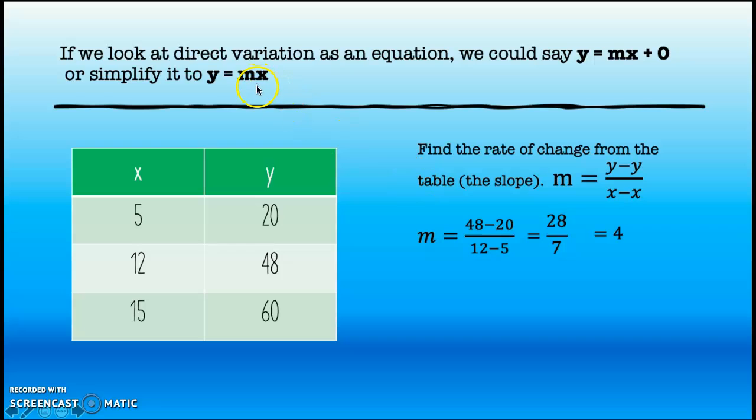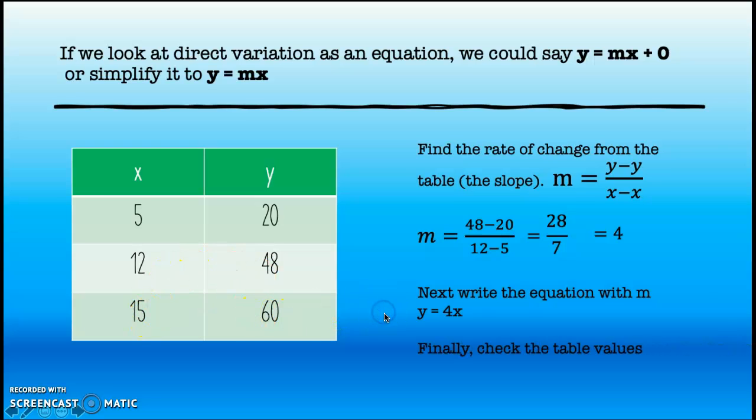So again, I plug it into the equation, y equals 4x, okay? And there we go. But that's not all. We wanted to know, is this table a representation of direct variation? So whenever I plug in x to my equation, will I get the exact same number for y that it states here? And I need to do that for each one, okay, to make sure.